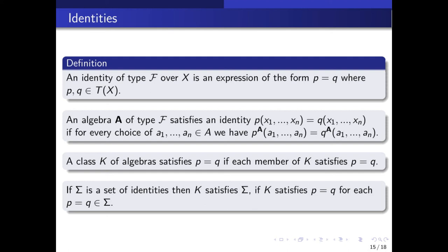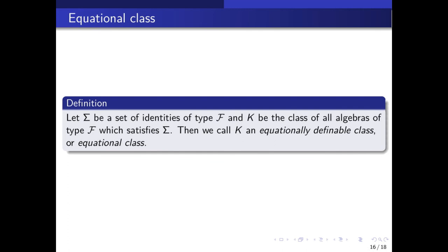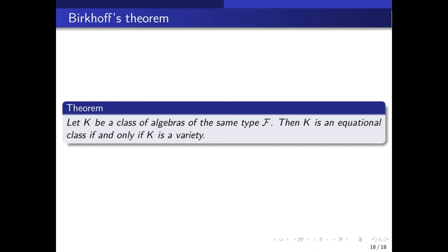All right, and so now that brings us to our equational class. So when we have a sigma set of identities of type F, and a class K which satisfies these identities, then we call this class of algebras an equational class. So now I understand what Birkhoff's theorem says. It's when I have my class of algebras of the same type and it satisfies some set of identities, then it is also closed under products, subalgebras, and homomorphic images.